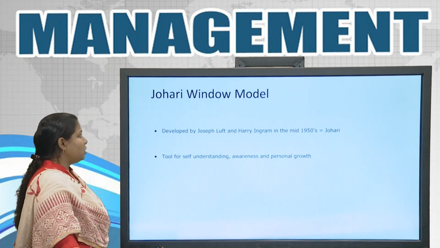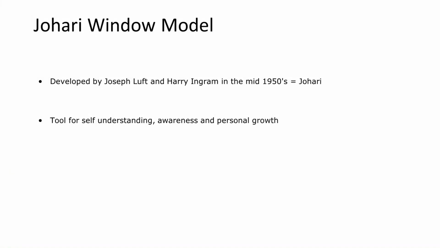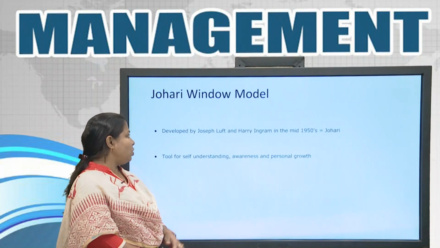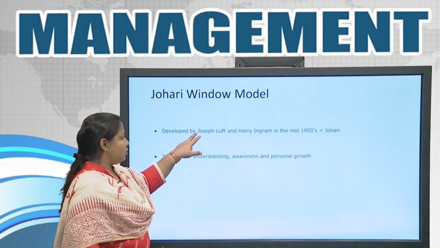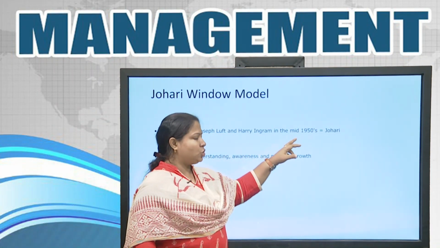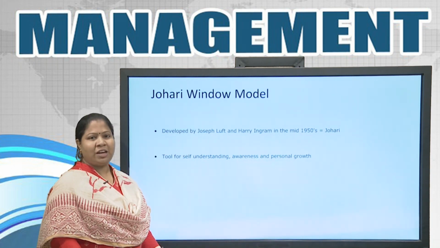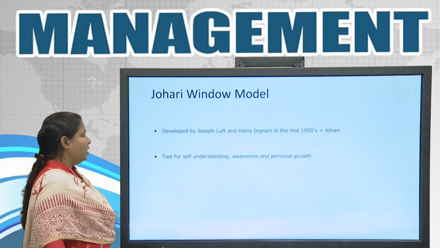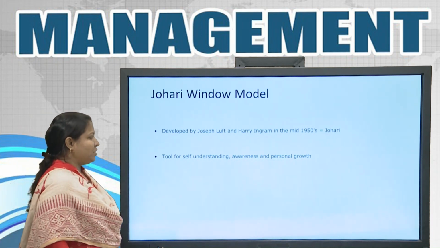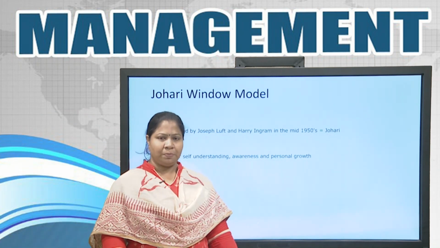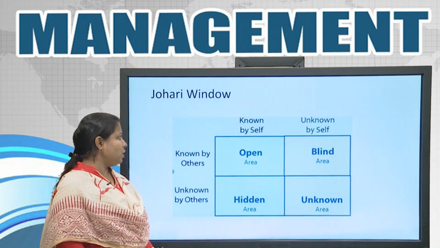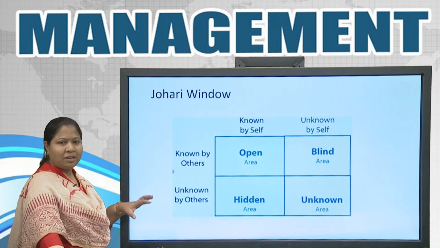Next we will see the Johari window model. Do you know from where this word comes, Johari? This model was developed by Joseph Luft and Harry Ingham in the mid 1950s. So, from Joseph the Jo comes, and from Harry it's Hari. That's why the name of this model is Johari model. This model is for self-understanding, self-awareness and personal growth. Next, we will understand this model.